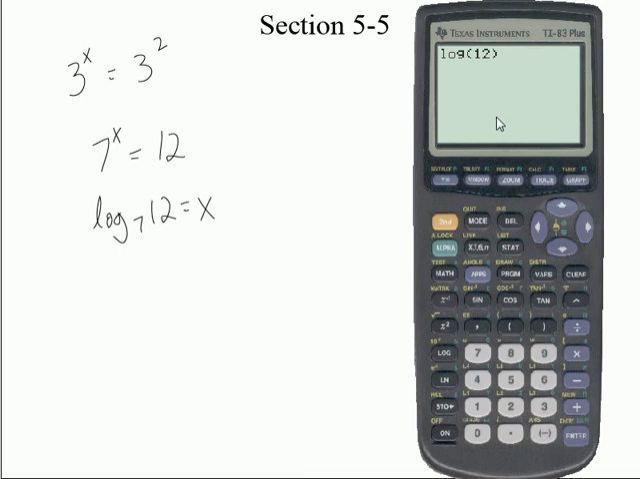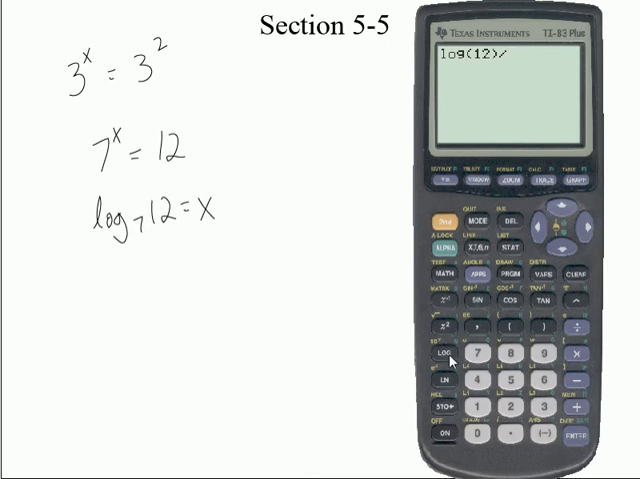Remember, this is a common logarithm. The change of base theorem uses a common log, so it's log base 10. That's why they call it the change of base. We're changing it from base 7 to base what? To base 10. Because when you push the log button on a calculator, it's automatically programmed to be base 10. So it's log 12 divided by, then what is it?